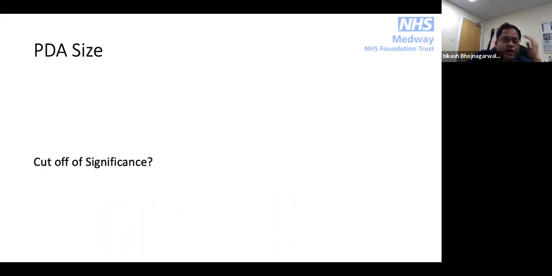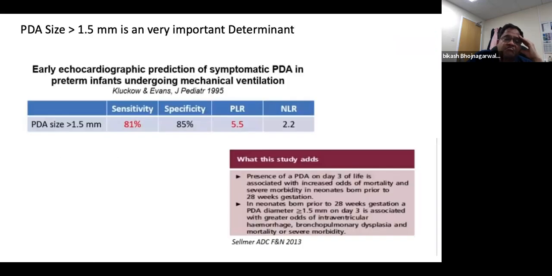And then we define the cutoff of significance. Do we have evidence for that? A study published in 2013 by Selmer first defined that a ductal size of more than 1.5 millimeter is considered significant, and it was associated with BPD, hemorrhage, and mortality and morbidity. So we have started using this convention that a duct size more than 1.5 millimeter is significant.